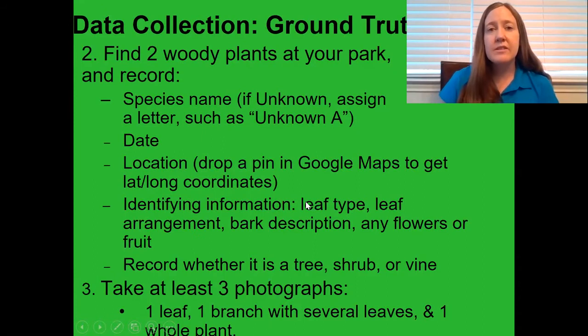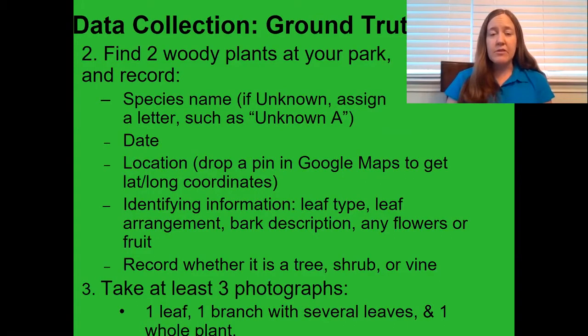And then what you want to do is find 2 woody plants at your park and record the species name if you know it. If you don't, just call it unknown. Give it a letter, unknown A, unknown B, and that's fine. You'll identify it later. Also include the date, and include a detailed location. We recommend dropping a pin in Google Maps to get latitude, longitude coordinates. And then include any information that will help you to identify this plant, such as leaf type, leaf arrangement, description of the bark, any flowers or fruit on the plant. Anything that's going to help you identify it later.